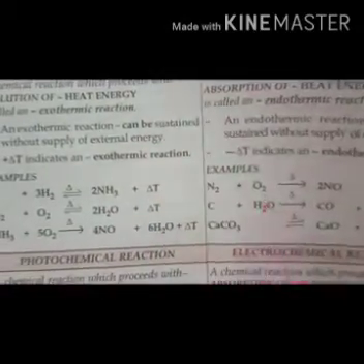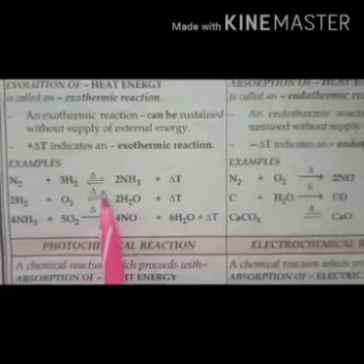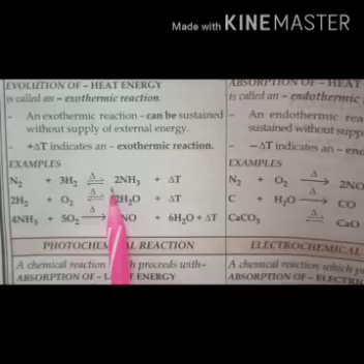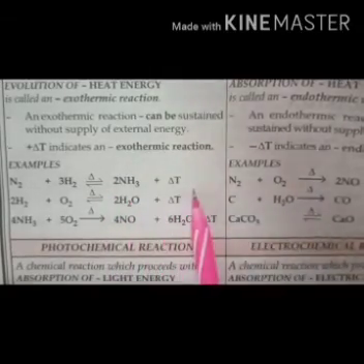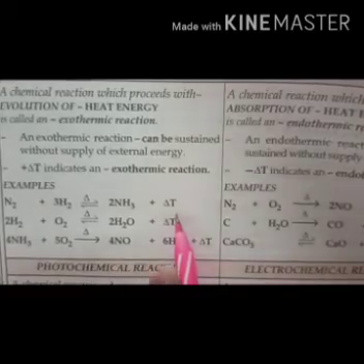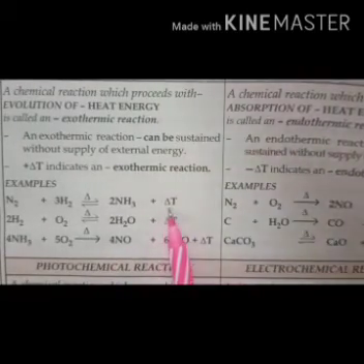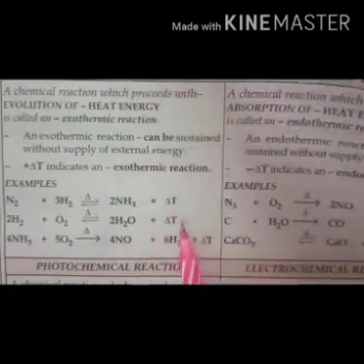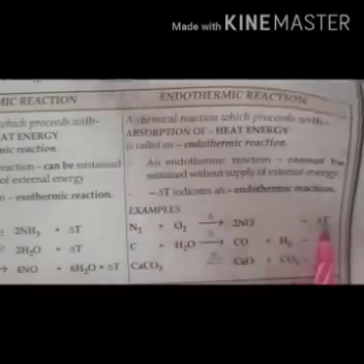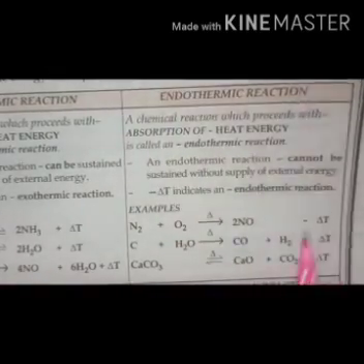The exothermic reactions: when nitrogen reacts with hydrogen, then ammonia is formed and it evolves heat. So exothermic reactions are denoted by plus triangle T, which means heat is evolved, right? But in case of endothermic reaction, you will write minus triangle T, which means heat is absorbed. Let's go through these reactions.